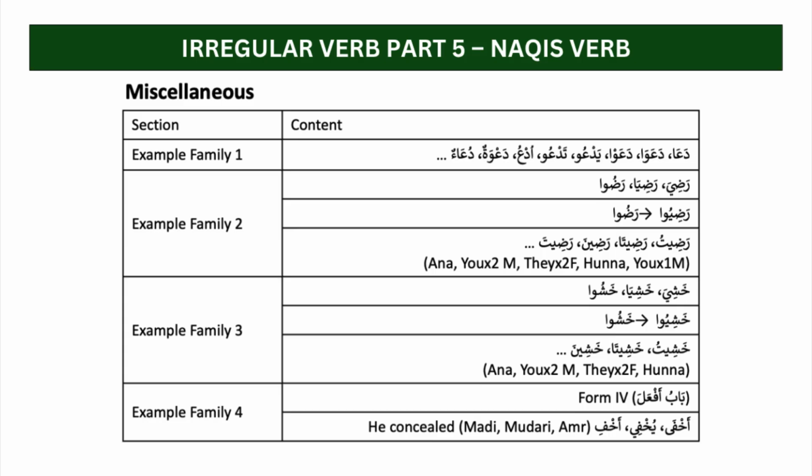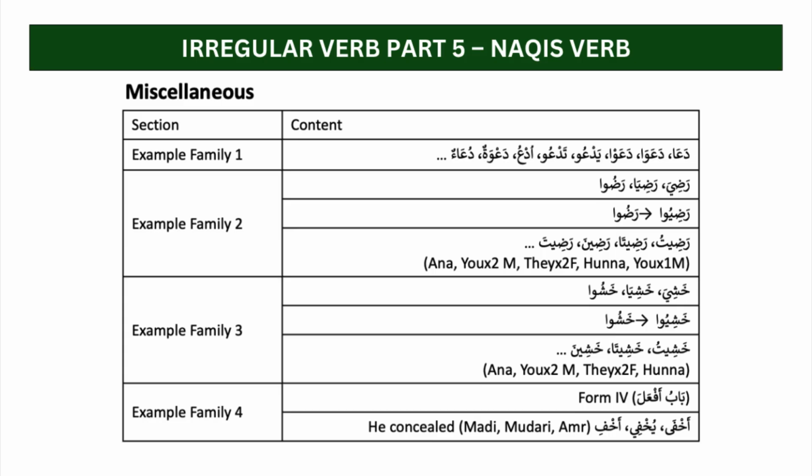The fourth family is from Form 4, akfa, yukfi, akfi. This reminds us again that even in derived forms, the final weak radical still affects the visible shape of the verb. Now let us bring the slide together.